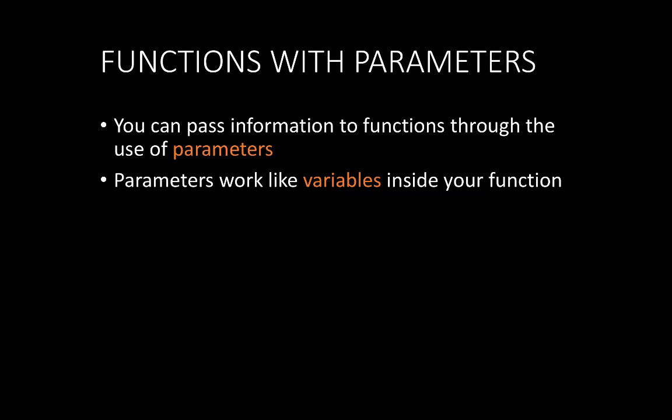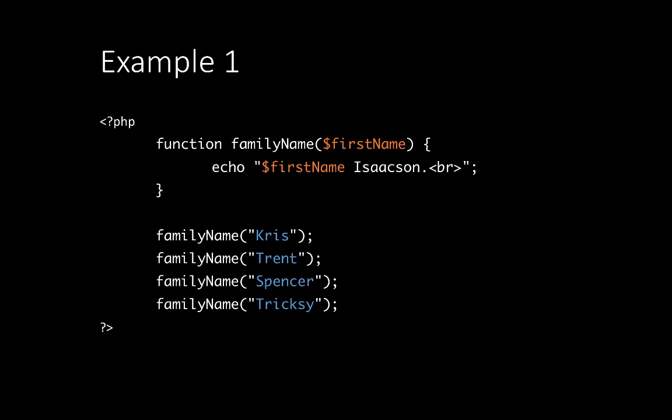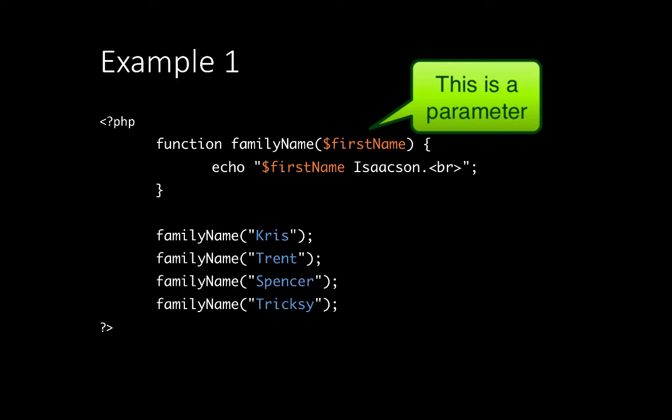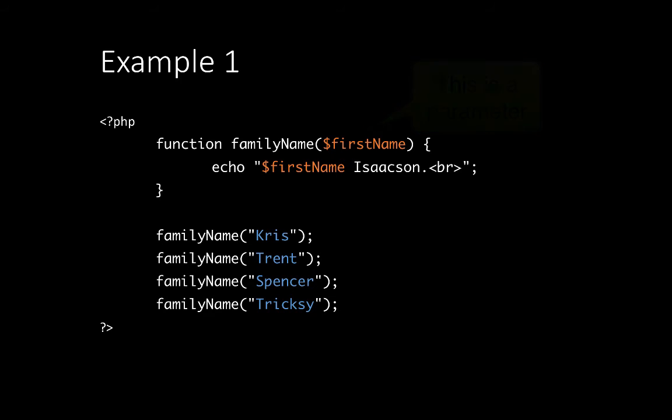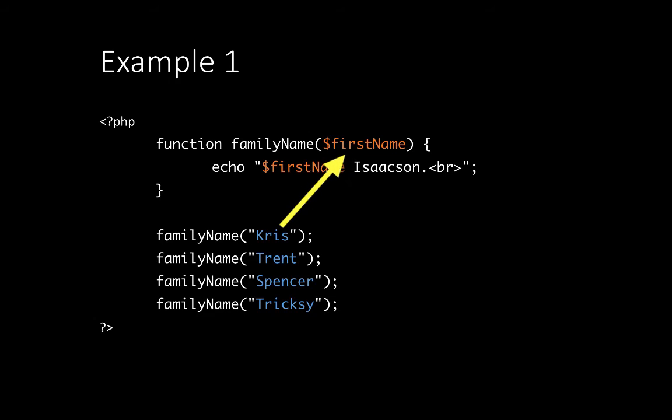So let's look at some examples. In this case, we're creating a function called family name, and then we have the parentheses. This time, by comparison to when we created that very first function, where it was just the opening and closing parentheses and nothing in between, we're putting a variable called first name. What that does is pass it into the code that's executed. The code being executed in this case is simply echo, calling that variable first name Isaacson.